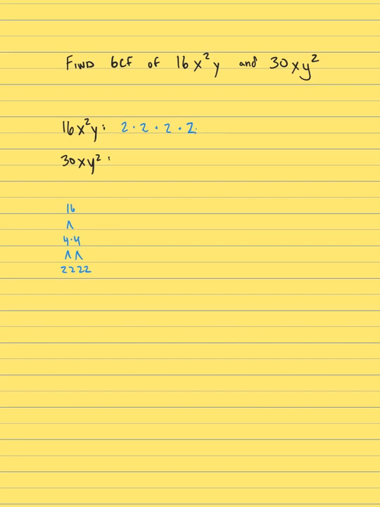For x squared, that's going to be x times x. And for y, that's just y. There's nothing to do there. Okay, so for the 30, that's 2 times 15, that's 3 times 5, and it looks like that's 2 times 3 times 5. Quick check, 2 times 3 is 6, 6 times 5 is 30. Times x times y times y.